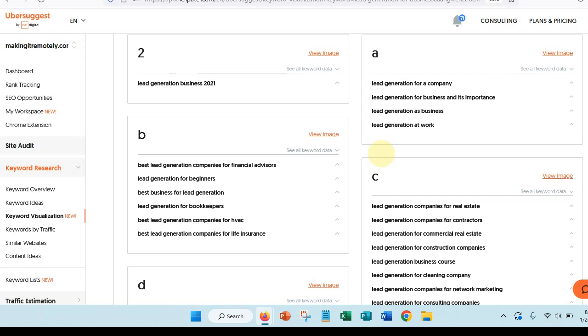Anyway, I'm going to go ahead and sign off of this video. But I wanted to give you a look at Ubersuggest. And if this is not the tool for you, no problem. But it's very important for you to find a tool that you can use to do your keyword research. Don't overlook keyword research, because that's really going to be the key to your success.